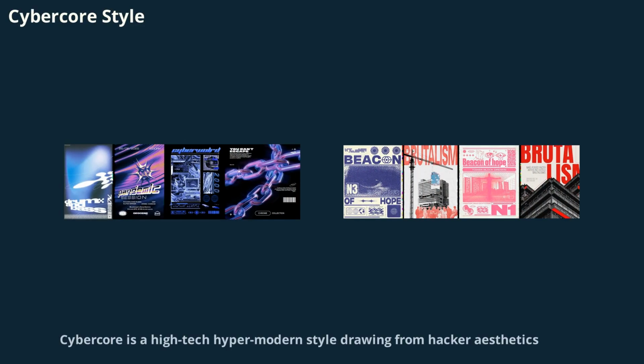Cybercore is a high-tech, hypermodern style drawing from hacker aesthetics, sci-fi, and the underground internet. It's visually complex and packed with futuristic iconography. Core elements are neon lights, glitch effects, code patterns, green-black themes, and text symbology. The mood is futuristic, chaotic, and dystopian, great for tech events, hacking culture, or gaming visuals.